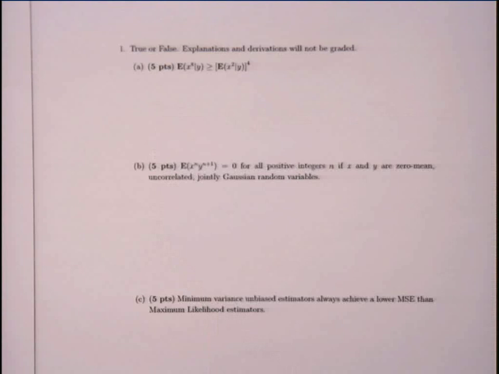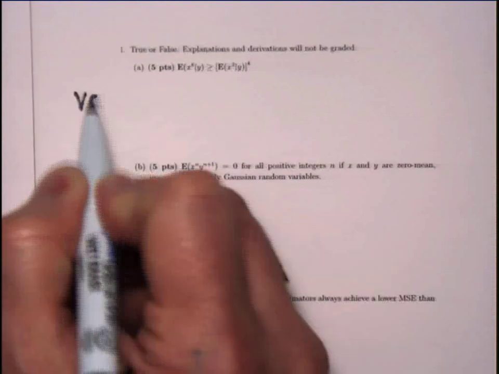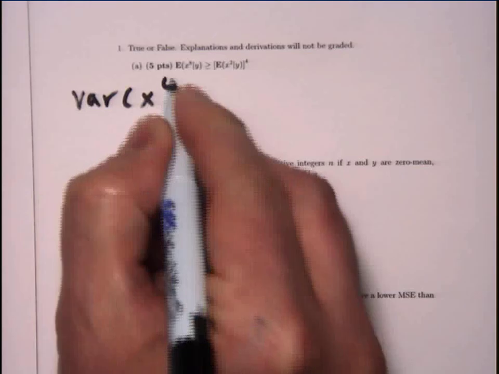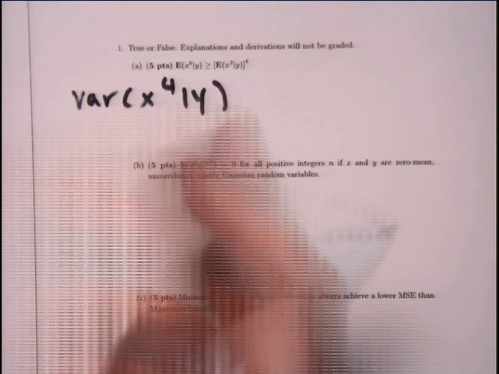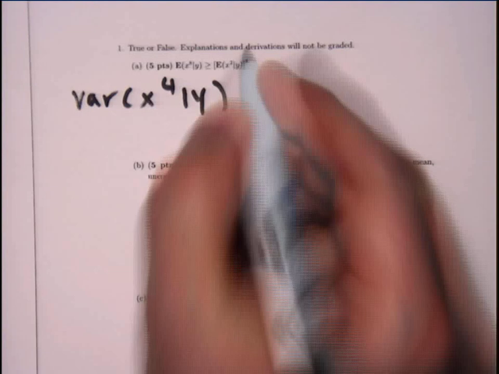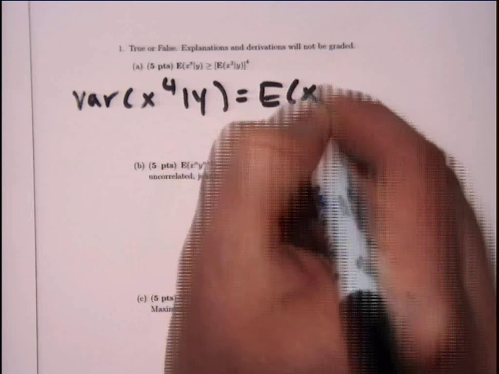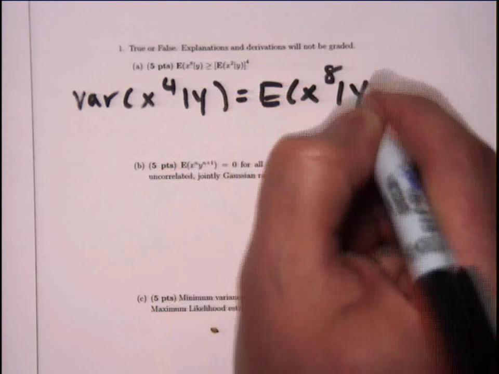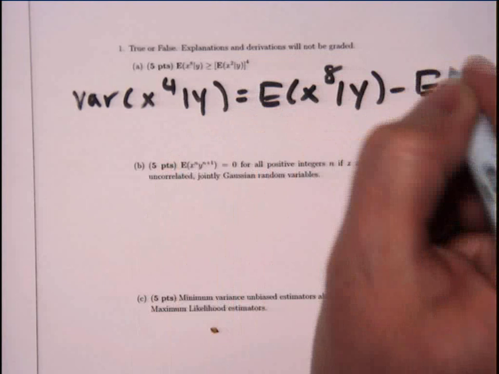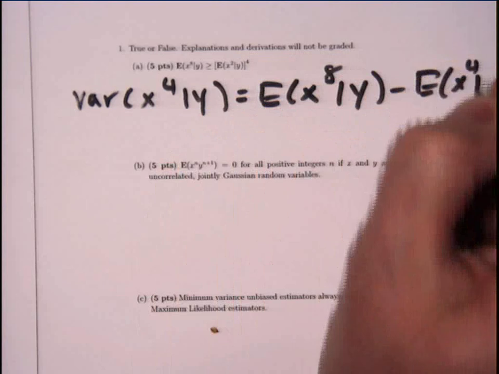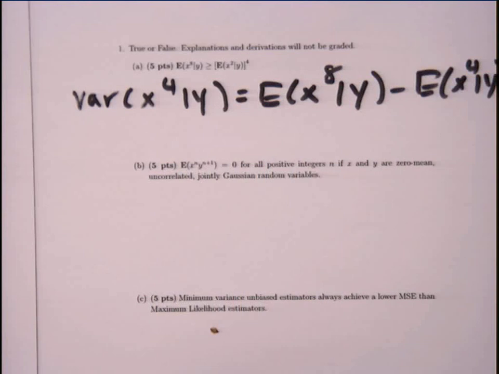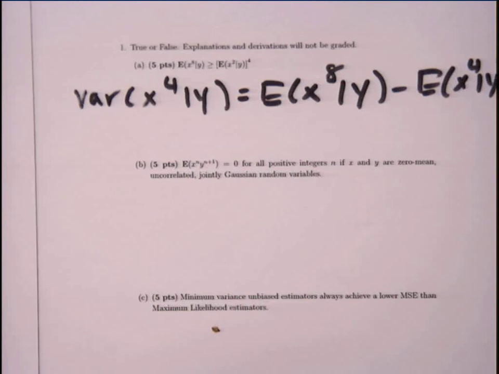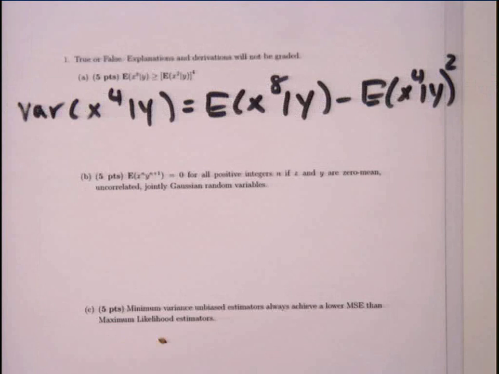Okay. So the idea here is, what you do is the following. You look at the variance of x to the 4th given y. And like I said, if you get rid of the given y, the argument still works. So this turns out to be the expected value of x to the 8th given y minus the expected value of x to the 4th given y squared. Right? Oh, you can't see it? Wow, this is huge. Okay. Maybe I should use a different pen. Okay?